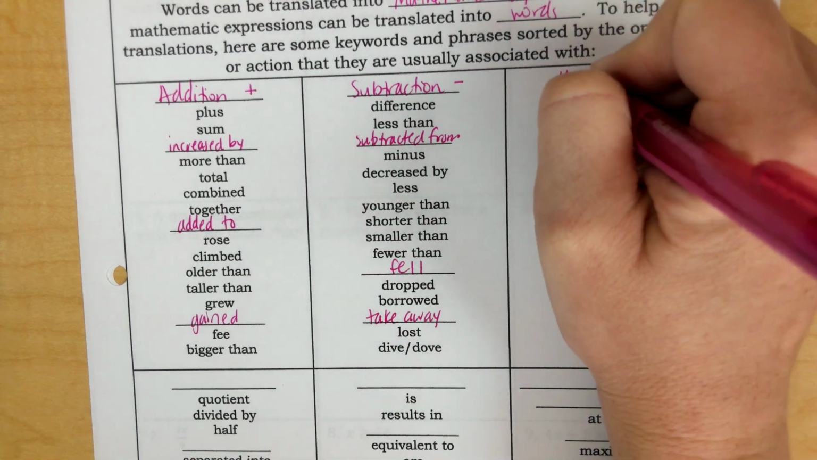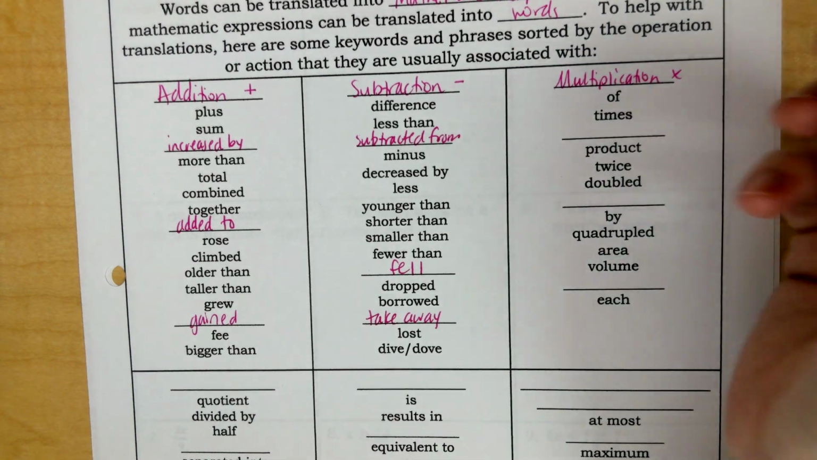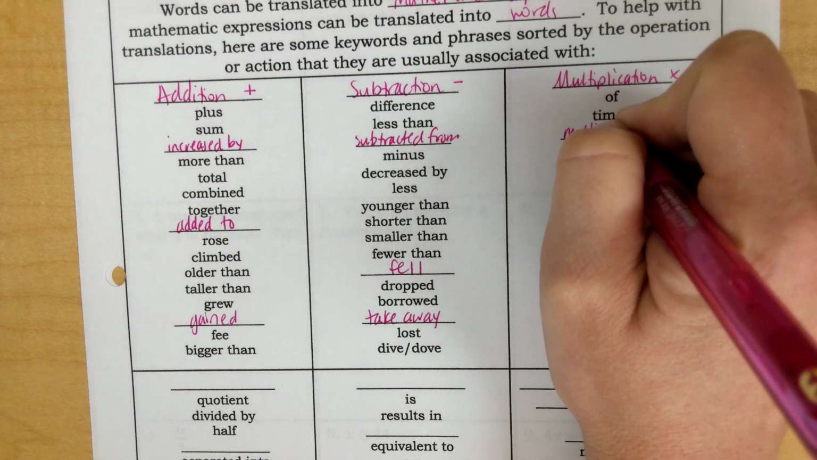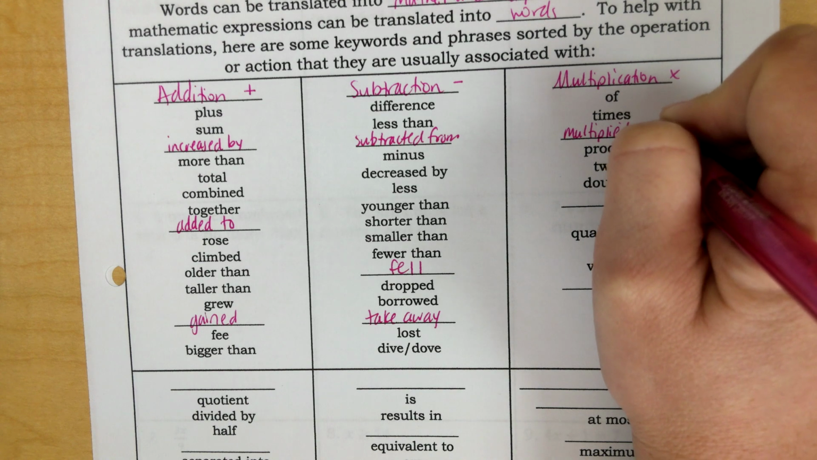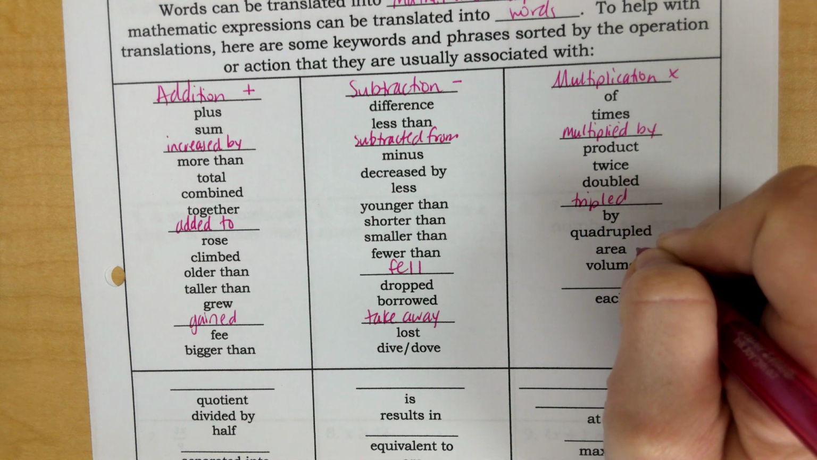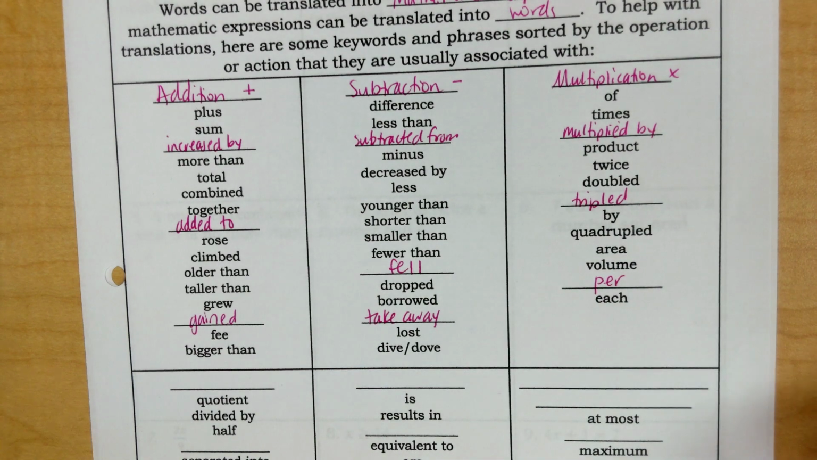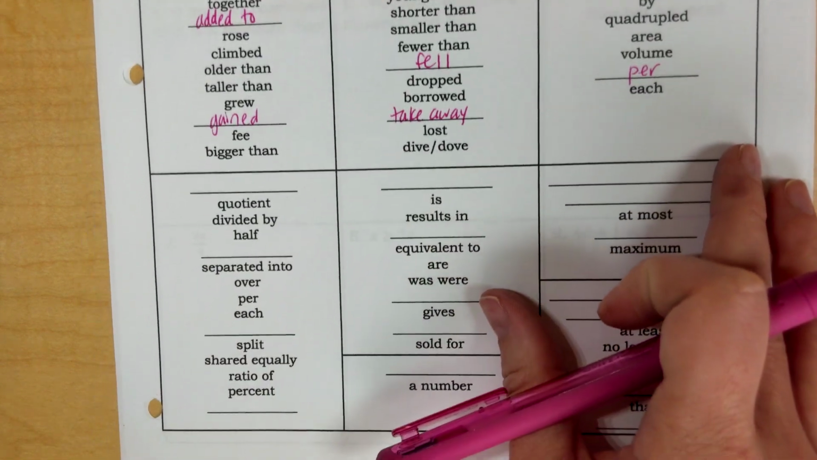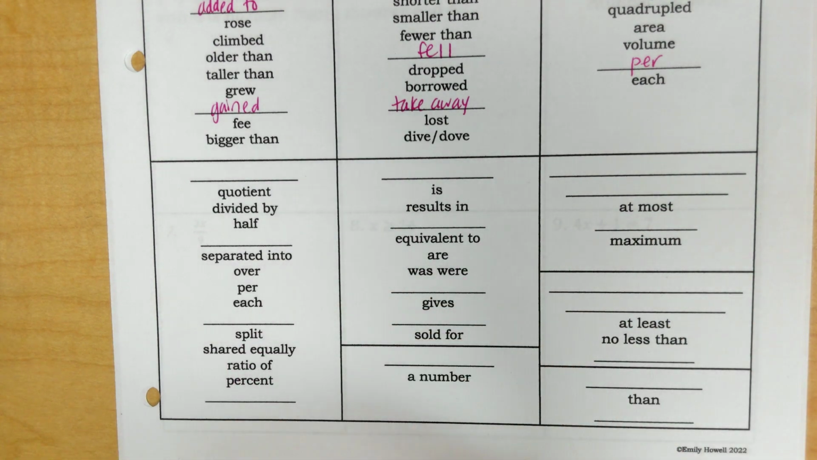And then we have multiplication. These are words like of, times, multiplied by, product, twice, doubled, tripled, by, quadrupled, area, volume, per, each. All of those are going to fall into that multiplication category. You'll notice that there are some that overlap, especially between addition and subtraction, or between multiplication and division, because they're opposites of each other. So depending on how the word is used, it could go either way.